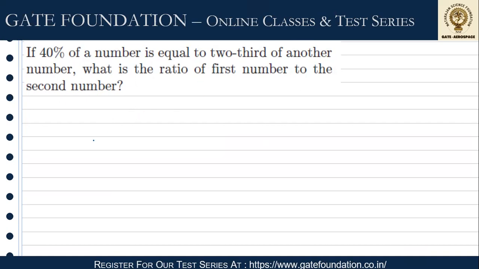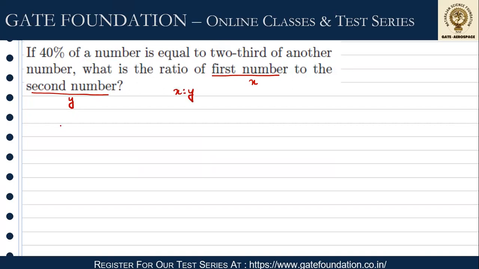Okay, let's see what is the correct answer over here. The question is pretty simple. 40% of a number is equivalent to two-thirds of another number. You have to identify the ratio of first number to the second number. So let's say the first number be x and the second number be y. So basically, I need to identify x is to y.